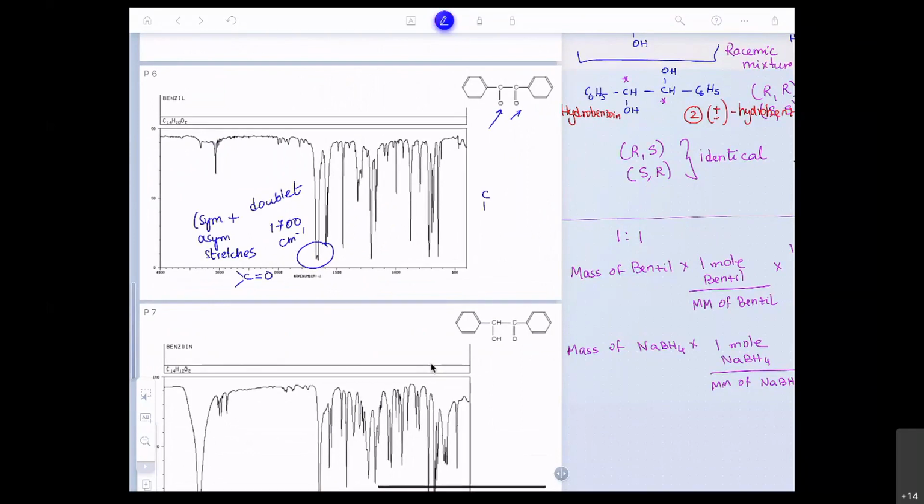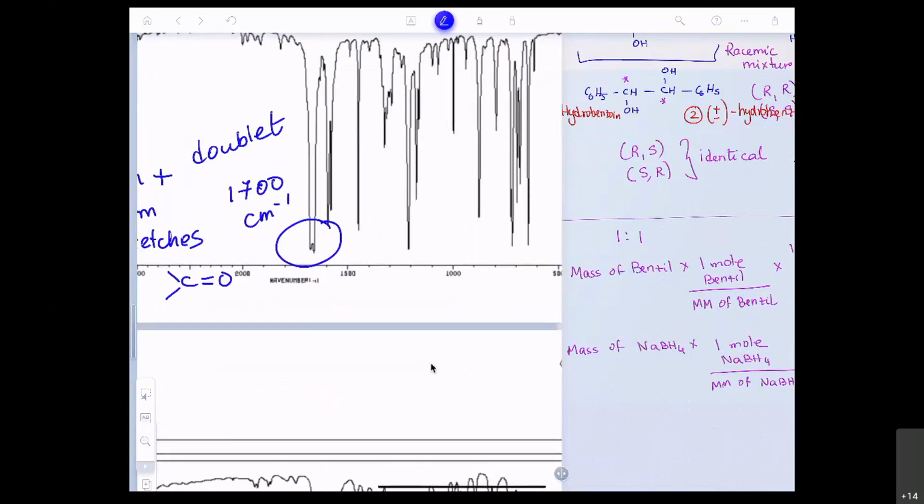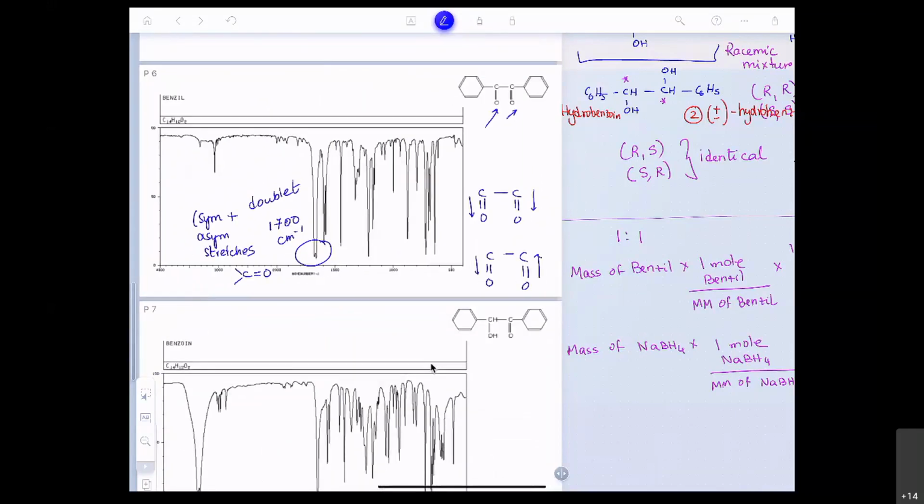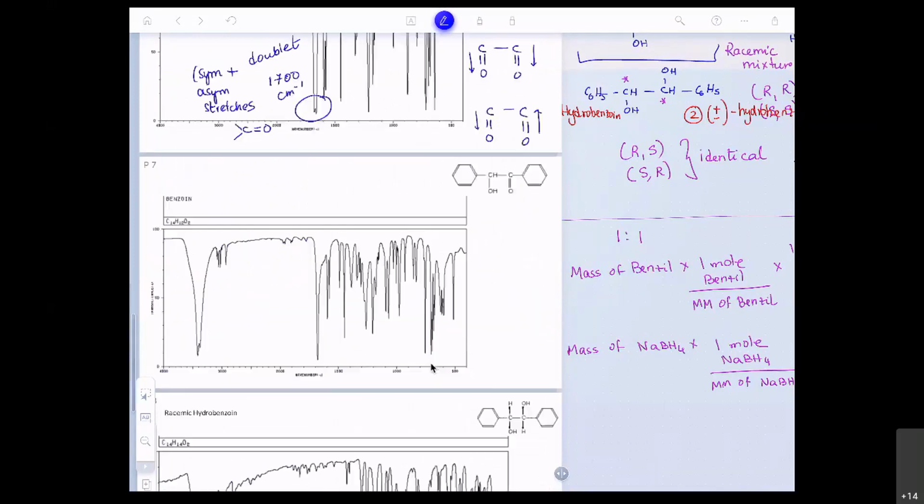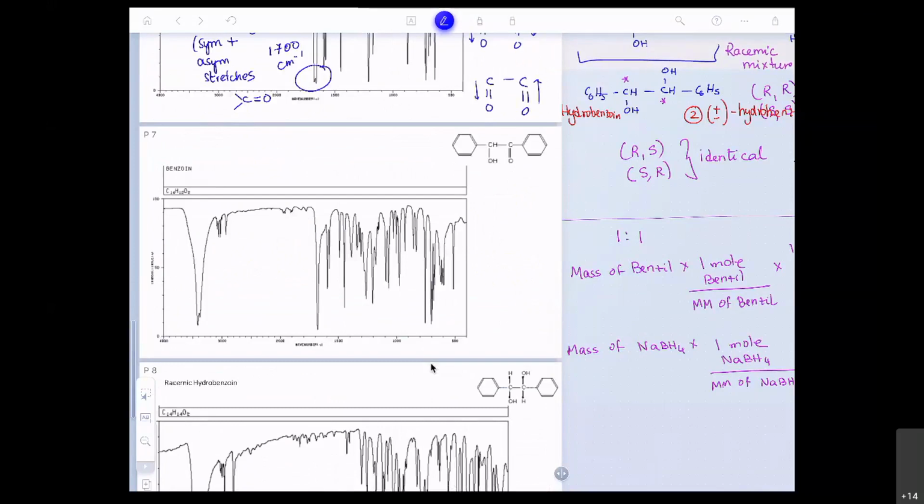That means both carbonyls stretching in the same direction, or the bonds stretching in opposite directions. So you should see a doublet here at 1700, that's for the benzil. If you have complete reduction, that should completely disappear. This is your benzoin, which is your expected product. You still see the carbonyl.